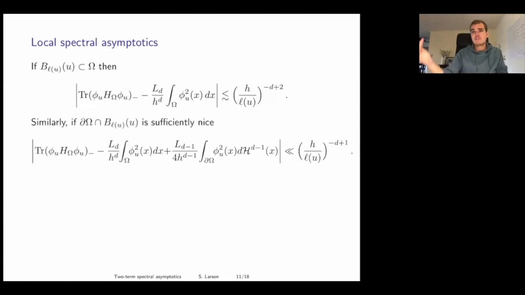Okay, so if we are instead close to the boundary, this is where everything interesting is happening. So if the intersection of your local ball with the boundary is non-empty and sufficiently nice, one would hope that we have a corresponding two-term asymptotic expansion, namely this localized trace, you have this leading order term, and then you have a one order higher correction, which now comes as a boundary integral, but again weighted in terms of this function. And an error estimate here, which you can control in some uniform sense with respect to this point u.